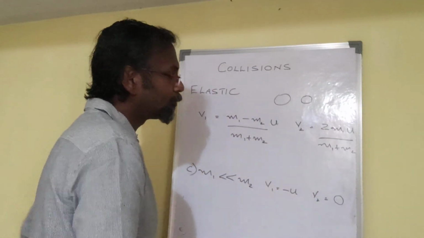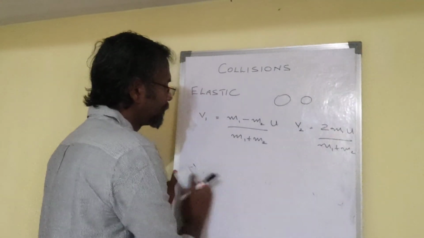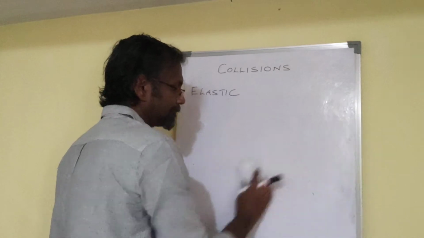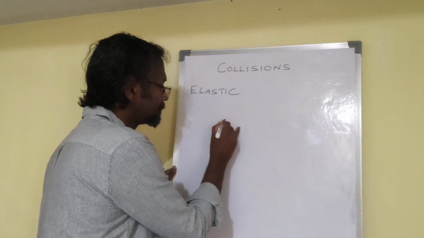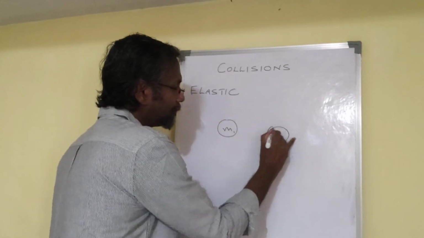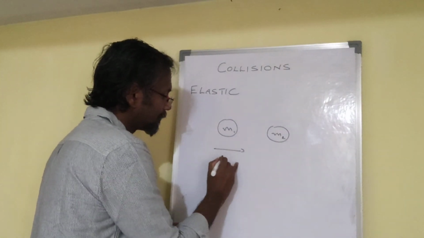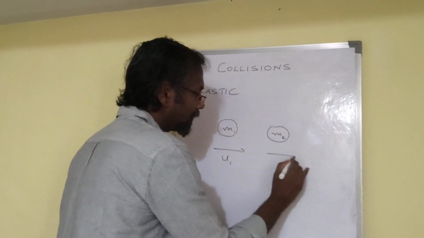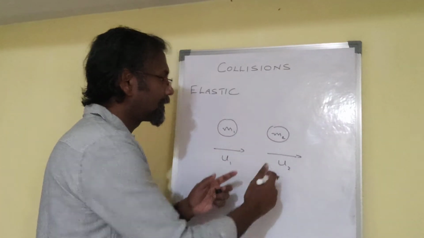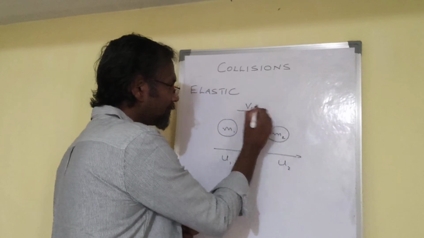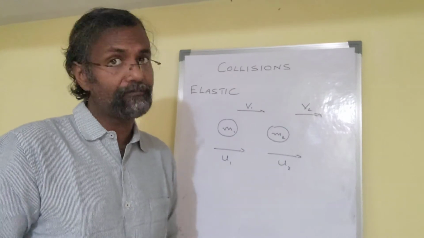So I would also like to end by looking at a generic case for an elastic collision, right? What I mean by a generic case is a case where you have m1 and you have m2. m1 is moving with an initial velocity u1, and m2 is moving with an initial velocity u2. Once they strike, m1 moves with the final velocity v1, and m2 moves with the final velocity v2. How do you find v1 and v2?